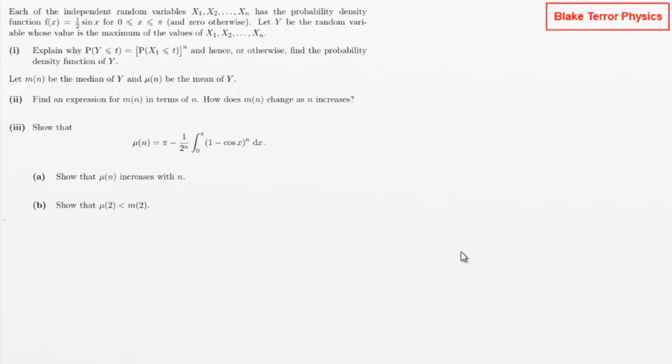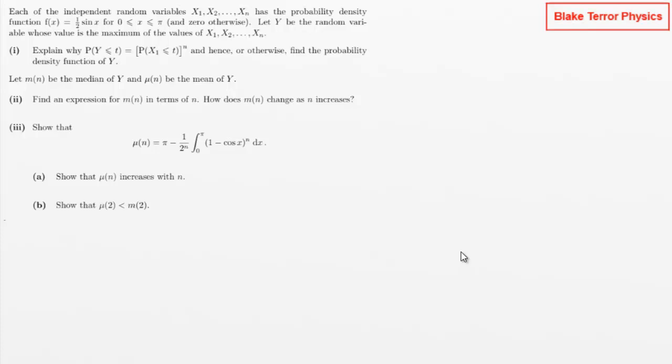Hello, this is question 12 from the step 2 paper from 2023. So the final question in the paper, which means we've got stats again. Each of the independent random variables x1, x2 through to xn has the probability density function f of x is a half sine x for x being between 0 and pi inclusive, and it's 0 otherwise. Let y be the random variable whose value is the maximum of the values of x1 through to xn.